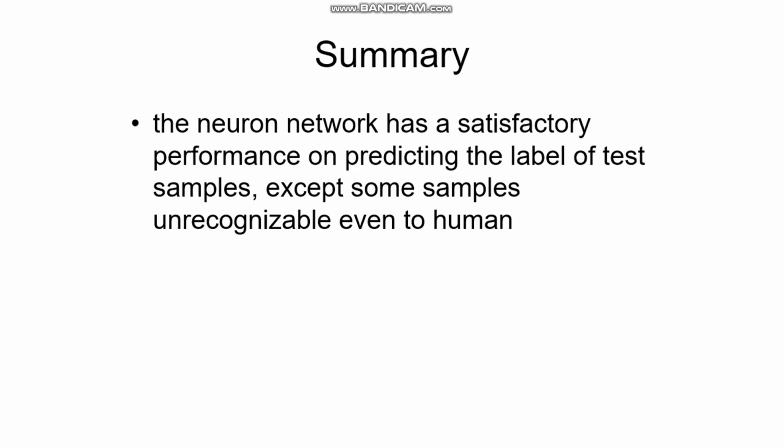The neural network has satisfactory performance for most classes on predicting the label of test samples, except some samples that are hard to recognize even for a human being, like the L and I letters that I mentioned in the paper, because L and I have some similarity in shape, and the network will recognize some I as L mistakenly.